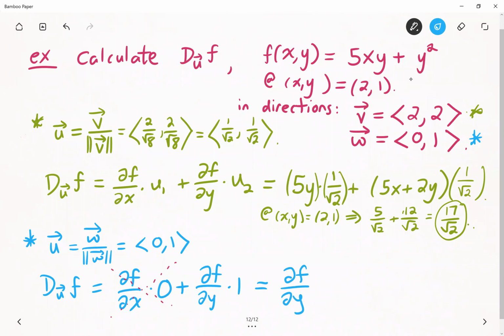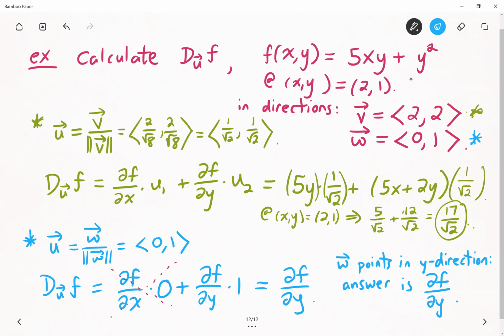We get the partial derivative in the y direction. And you know what? This actually makes a lot of sense if you think about it. Geometrically speaking, where does the vector w point? Well, it's the vector 0, 1. w points in the y direction. So what this is telling us is something we actually already knew, but it's comforting: if we want to calculate the directional derivative in the y direction, the answer is going to be the partial derivative with respect to y.